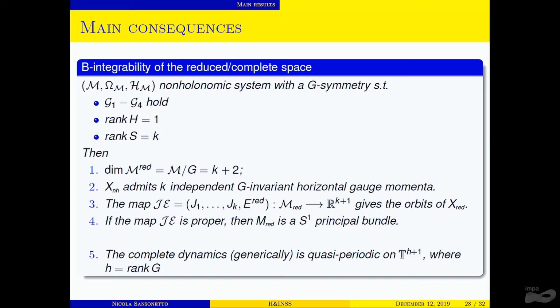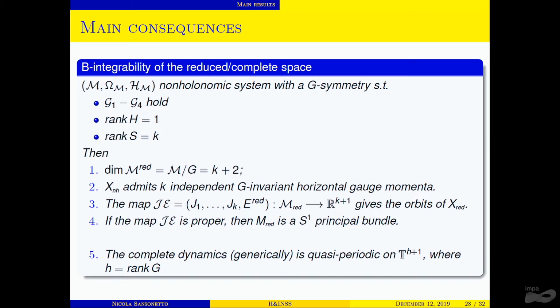Using technique from reconstruction theory, one indeed can prove that if the symmetry group is compact, then the complete dynamic is generically quasi-periodic on tori of dimension h plus 1, where h is the rank of the group. So in this setting, in the reconstruction setting, the maximal tori is the object that plays the central role.